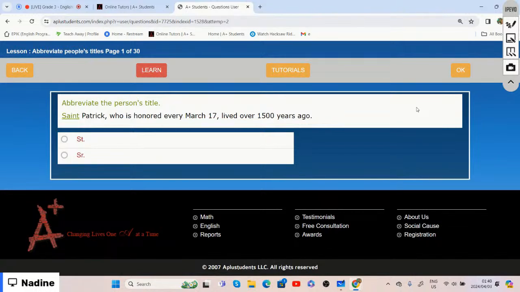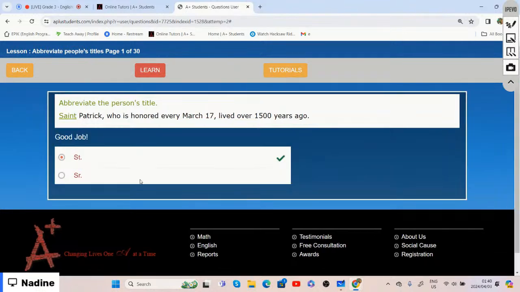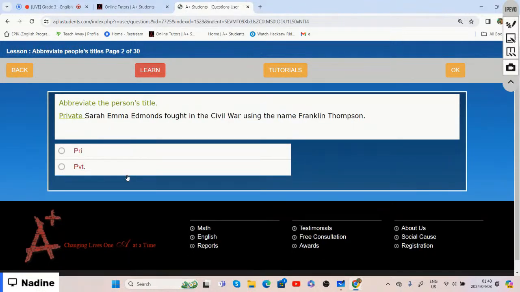All right, and if we choose the correct one, we can say it is Saint Patrick, right? So Saint Patrick. So well done. It is ST for Saint Patrick. So well done, everybody.